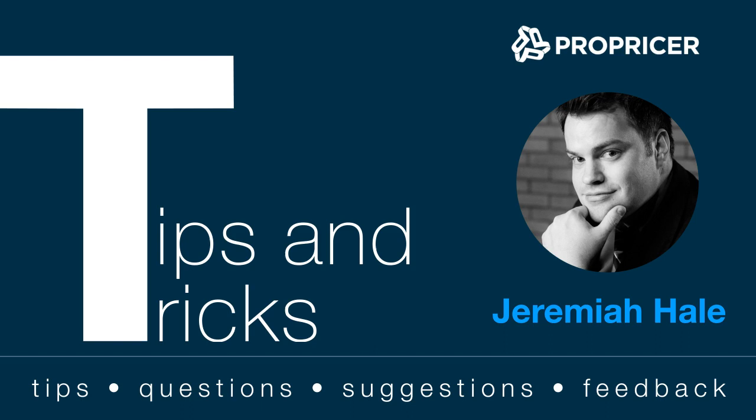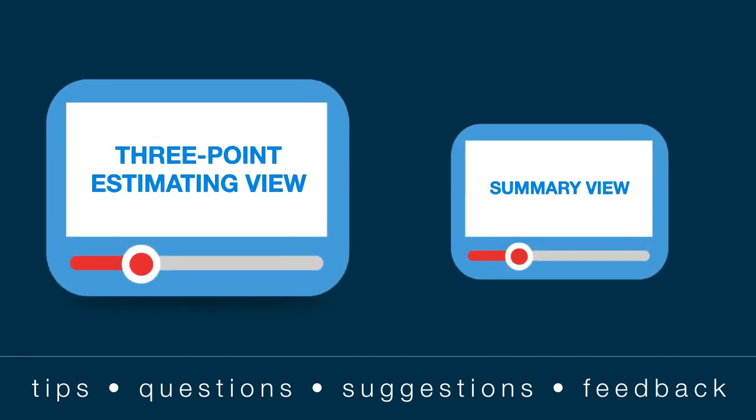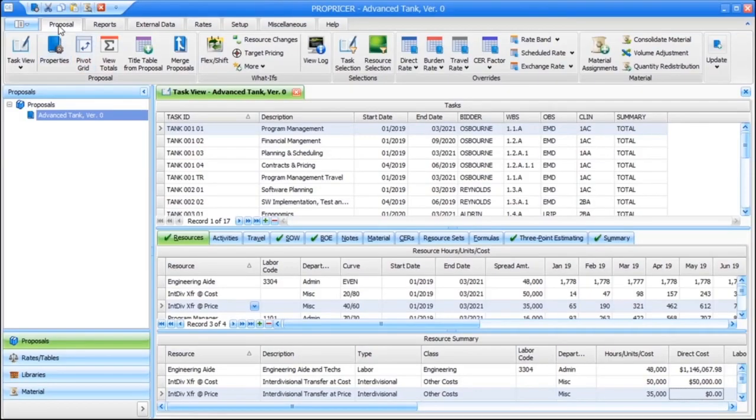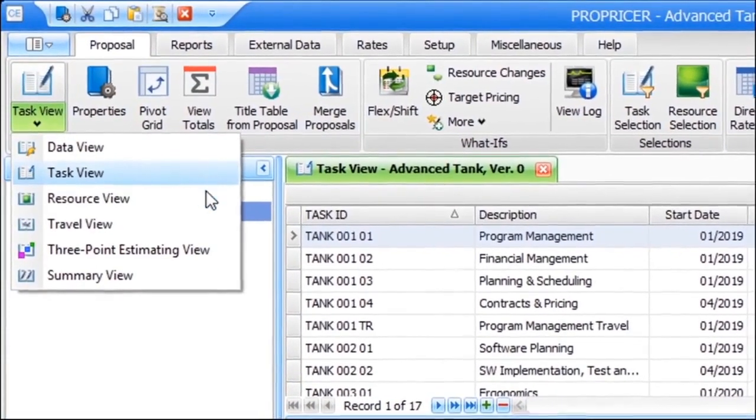As usual, we will cover useful tips and tricks in ProPricer that help you leverage your time better and get things priced. Welcome to part 3 on proposal views in ProPricer. Today we're going to cover the 3-point estimating view and summary view. Both of these features are powerful and contain lots of information. Due to this, as a disclaimer, I'll be hitting you with a lot of tips and tricks today, but I know you can handle it.